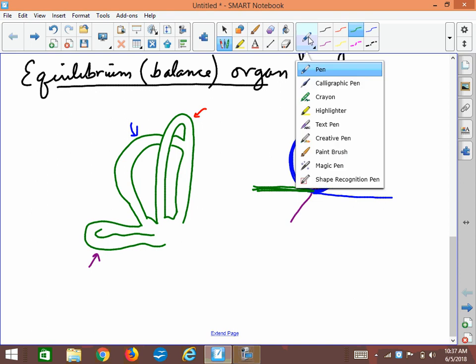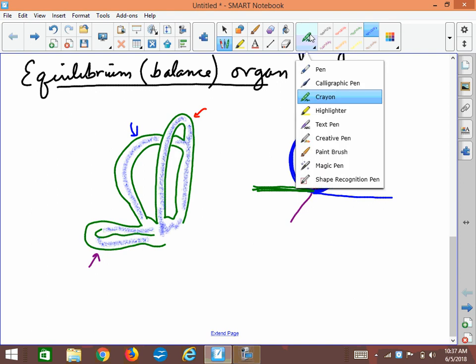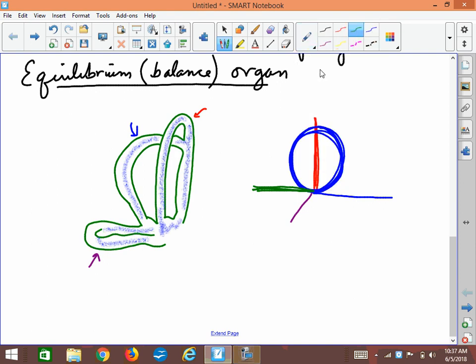Inside there is the fluid. Let me draw the fluid. Inside of these semicircular canals, fluid. There's also something else inside here. Little crystals of, I'm not sure what they are. They're probably calcium of some sort. And these little crystals are like little rocks. They're very small. Okay? Put some rocks in there.